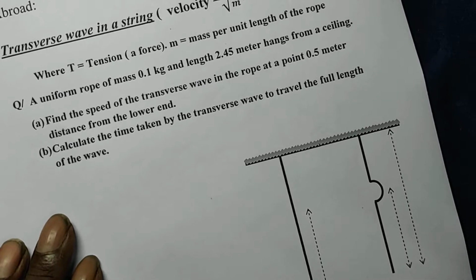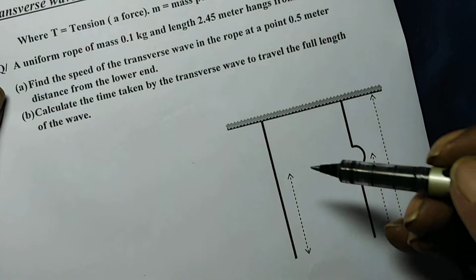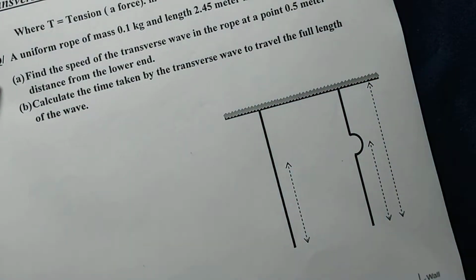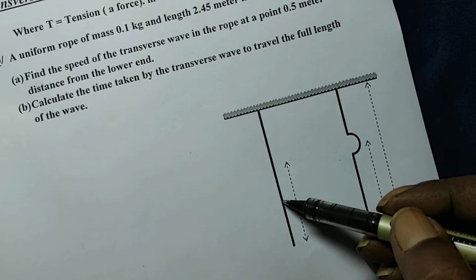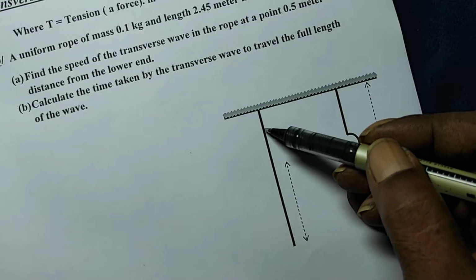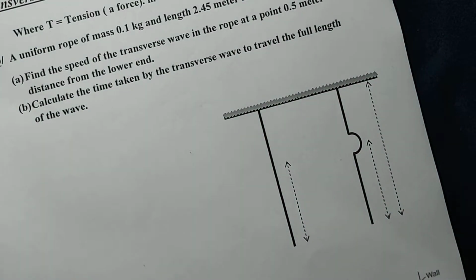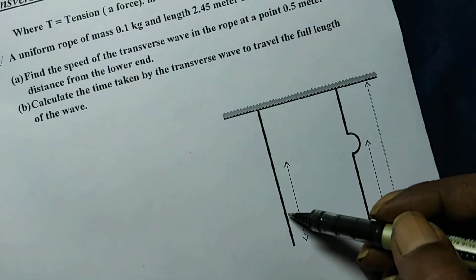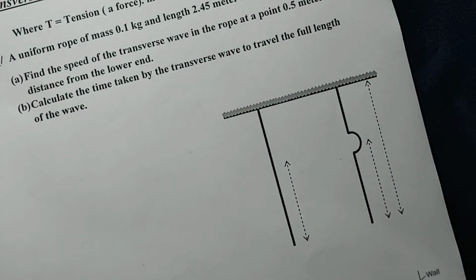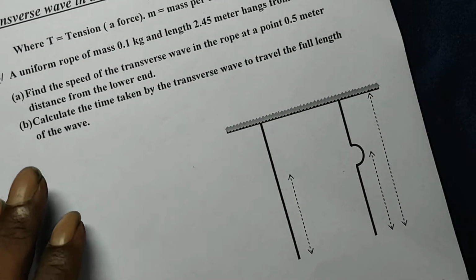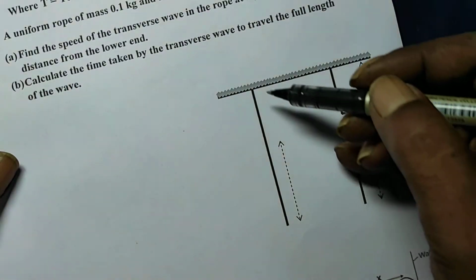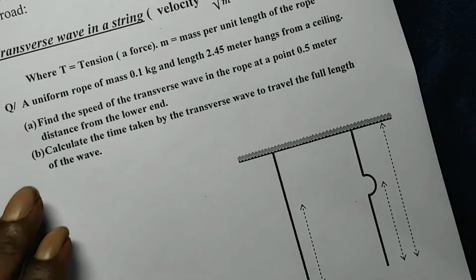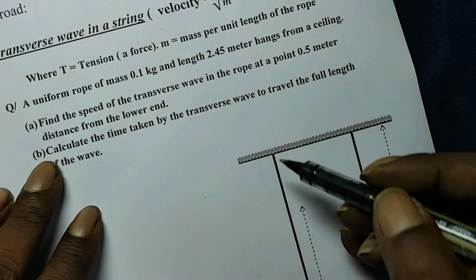Now, as you can see in the diagram, here is a uniform rope. Uniform rope means all throughout the distribution of mass is uniform. Means if you consider 1 centimeter here and 1 centimeter here, the mass in 1 centimeter here and the mass in 1 centimeter here will be identical. Means if you consider any point here and any point somewhere else, the mass distribution is constant. That is called a uniform rope. Its total mass is equal to 0.1 kg, and the total length from here to here is 2.45 meter. It is hanging from a ceiling here.